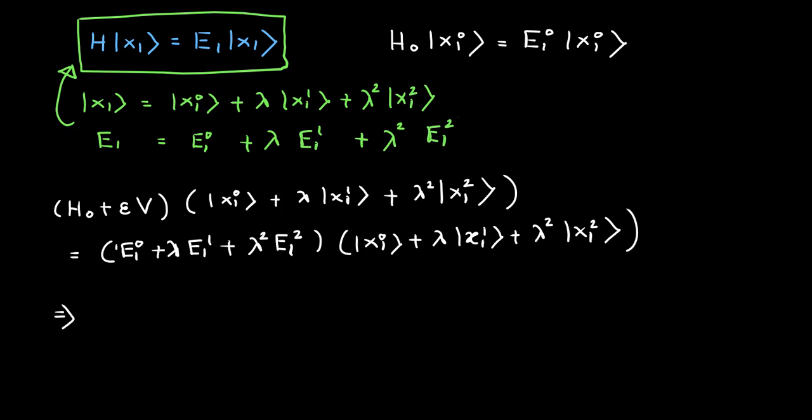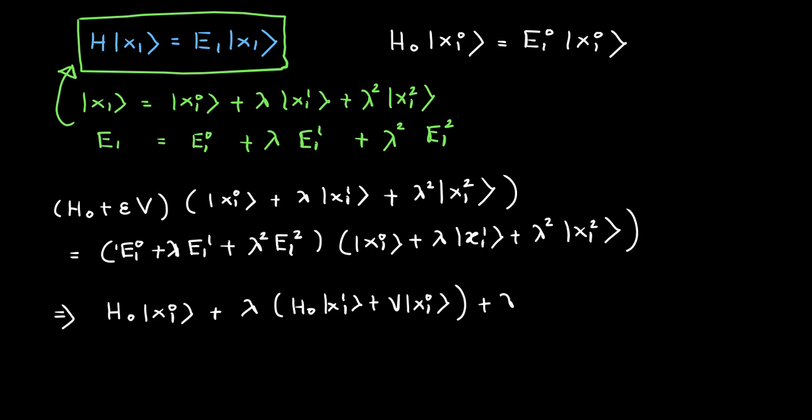You multiply them, collect the terms, and when you collect the terms, it looks like this. So you have a term like h naught x1 0, and then if you collect all the lambda terms, inside it you get h naught x1 1 plus v x1 0. Okay, and then if you collect all the lambda square terms, what do you get? You get v x1 1 plus h naught x1 2, and so on.